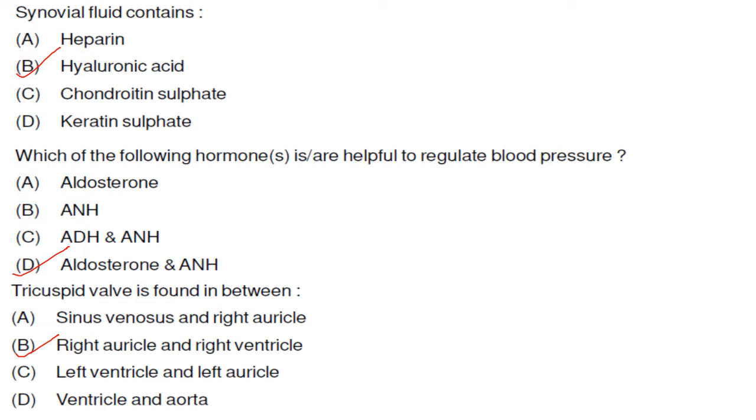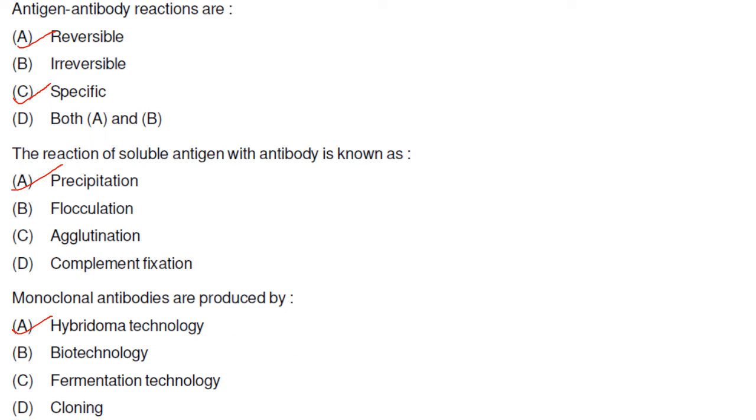Then next one, tricuspid valve is found in between. It is found in between right auricle and right ventricle. Option B is the correct answer. Then antigen antibody reactions are. So they are reversible. Antigen antibody reactions are reversible as well as they are specific. So as per me, both A and C are the right answer.